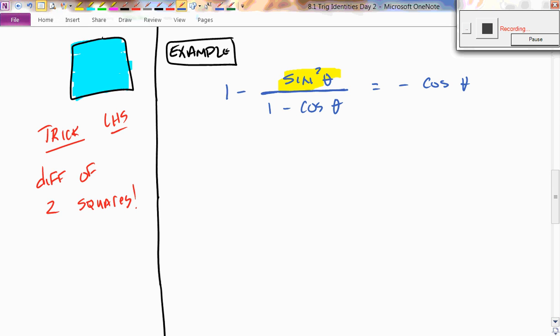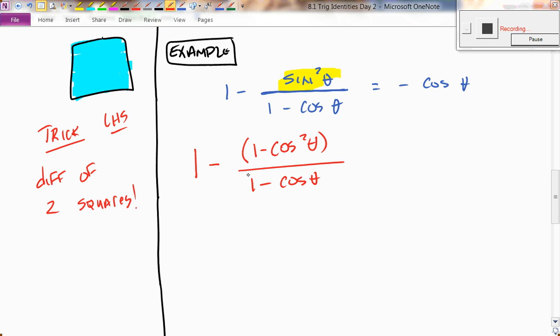Okay, so keeping that in mind, I want the left-hand side to be all what trig function? All cosines, right? Because that's what the right-hand side is. So I'm going to change that sine squared into cosine. So what do I do to change that? Yeah, you got it. So that's going to be 1 minus cosine squared theta, all divided by 1 minus cosine theta. Correct? You guys got that? All right, good. Now at least I have everything in cosines.